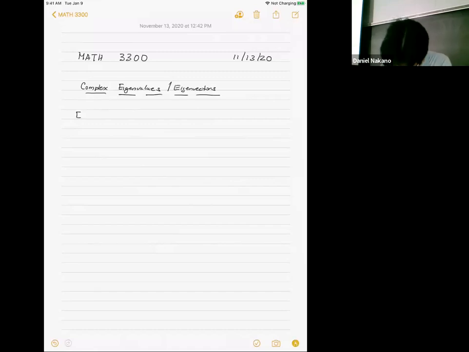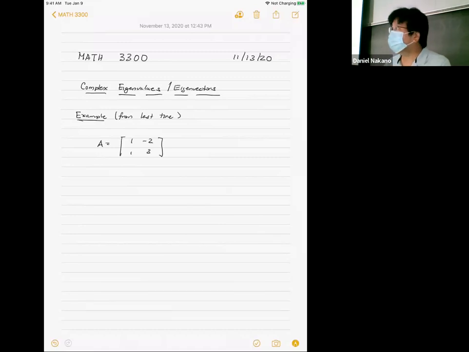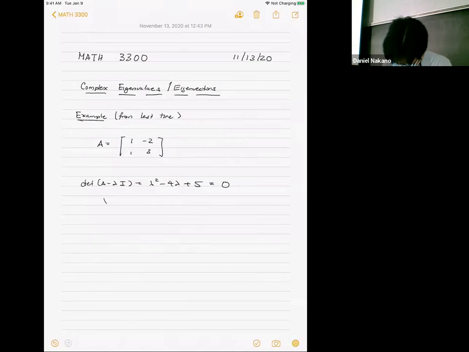So we had this example from last time. A was a 2 by 2 matrix, 1, 1, -2, and 3. In the last lecture, we computed the eigenvalues for this matrix. If I take the determinant of A minus lambda I, this was precisely lambda squared minus 4 lambda plus 5. Then we used the quadratic formula to compute what lambda was. Remember, we need to find the zeros. So lambda was 2 plus i and 2 minus i.